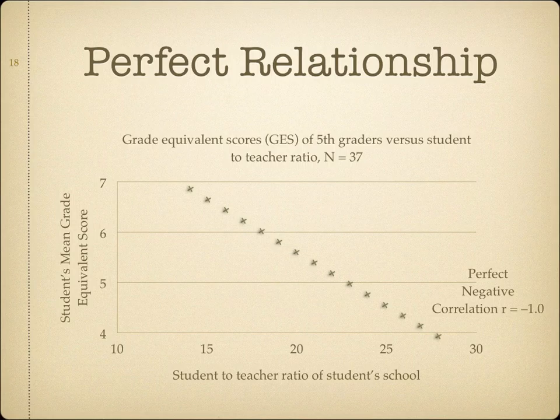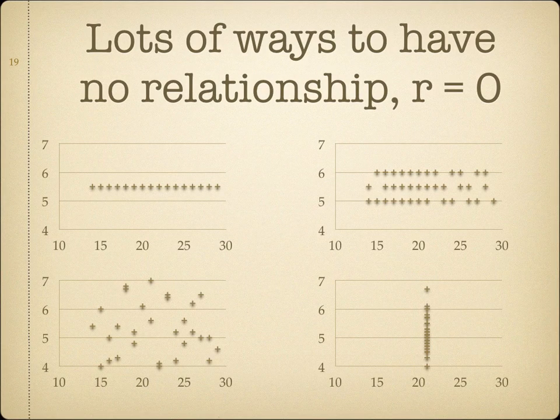Perfect positive correlations and perfect negative correlations are representing the same degree of relationship. The positive and negative just tells you whether the slope is upward to the right or downward to the right. And there's all kinds of ways to have no relationship, where the correlation, for which the symbol we use is R, is 0. And so it can be a flat line, it can be a scattering around a horizontal line, a vertical line, or it can just be a blob of points.